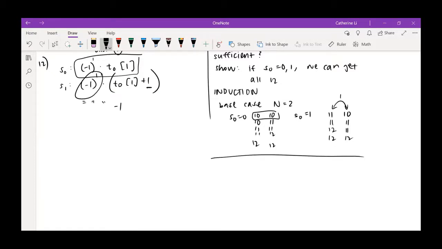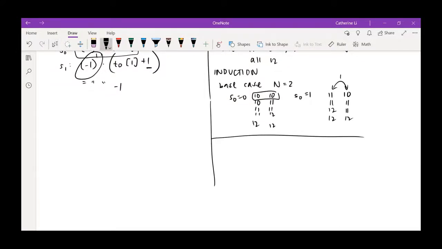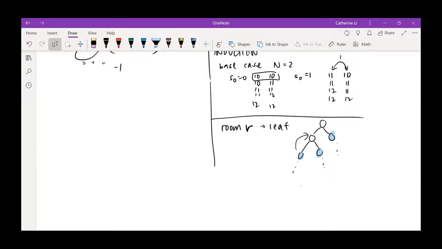So for the inductive step, let's say we have a room R, and we define R so that this room is a leaf. A leaf is basically something at the bottom of the tree. So like this one, and this one are all leaves because there's nothing underneath them. They're only connected to one node. The reason we do this is so that once we get rid of this node, it doesn't affect anything else beneath it.